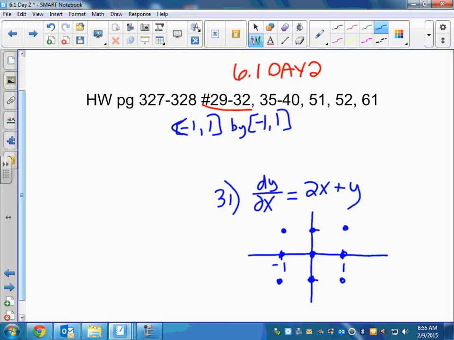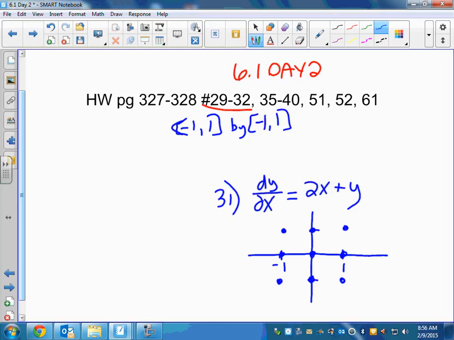If you want to, on the other ones, draw that in pen, and then draw your slope lines in pencil, so if you erase or whatever. But that's what you're going to do for 29 through 32. But if there's both an x and a y in it, you do actually have to think about every point. If it helps you, draw the chart out and do each one, or you can just do it in your head.